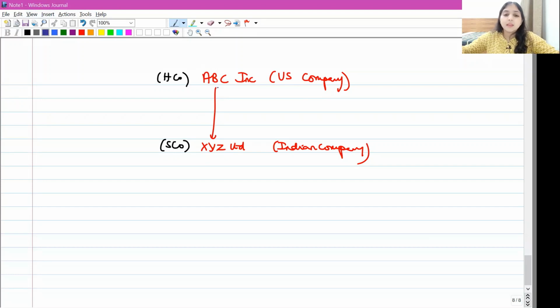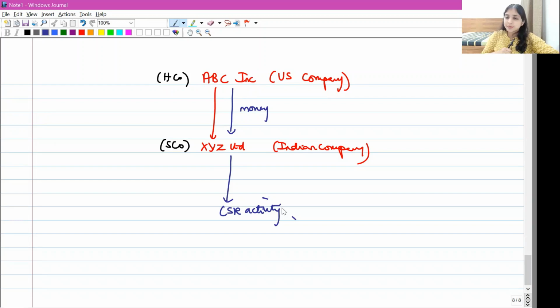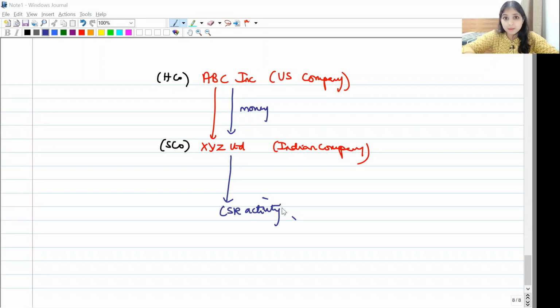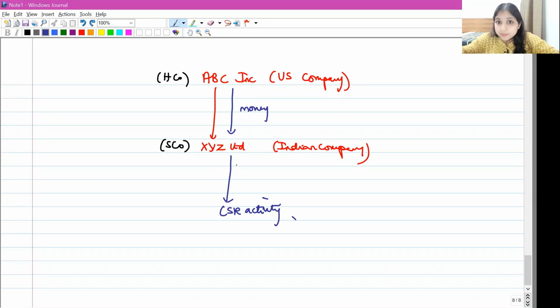Let's see. ABC Inc. is giving money to XYZ Limited, and with that money, XYZ Limited is doing some CSR activity. You understood what is happening here? The foreign holding company is doing CSR activity through Indian subsidiary. Who has actually spent the money? ABC Inc. But this CSR activity will be considered as if it is XYZ Limited's CSR.